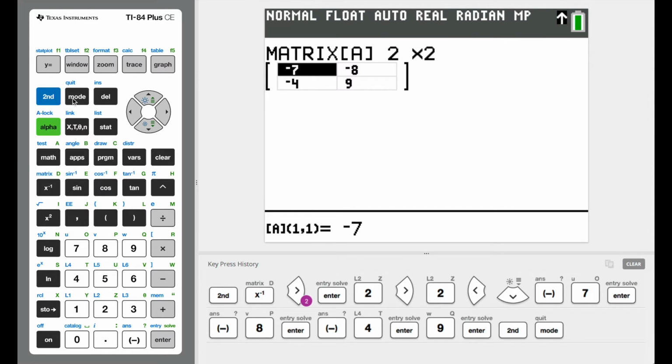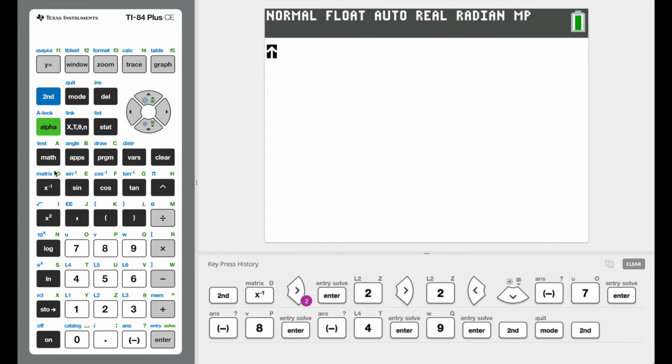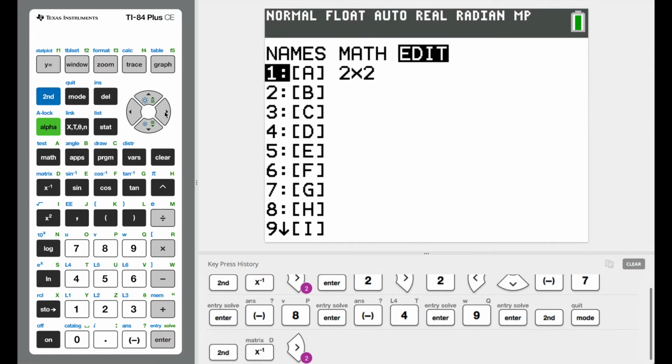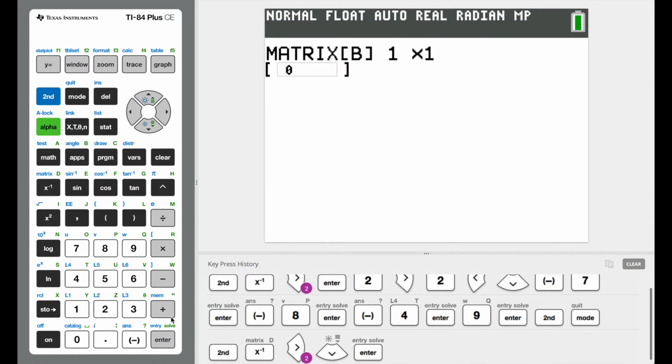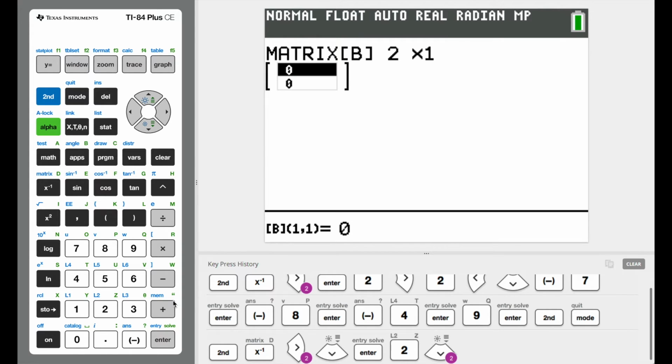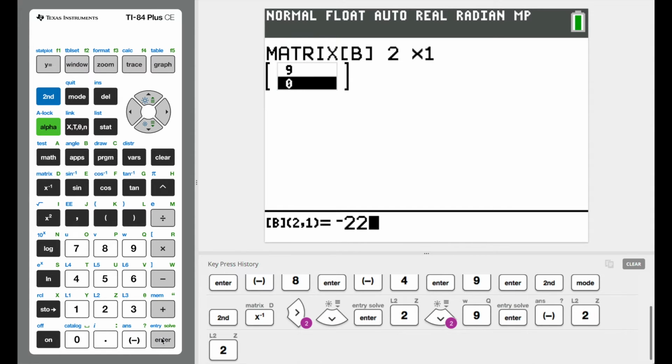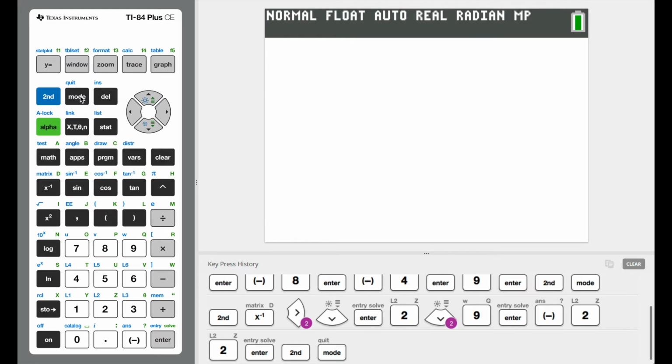Now you're going to quit, and then you're going to go back into your matrix, go to edit, and now we're going to hit vector B. This is what I like to put my constant matrix in. I have a 2 by 1, so I'm going to go ahead and enter that. I have 9 here, and I have negative 22 there. Then I'm going to second quit and go back to my home screen.